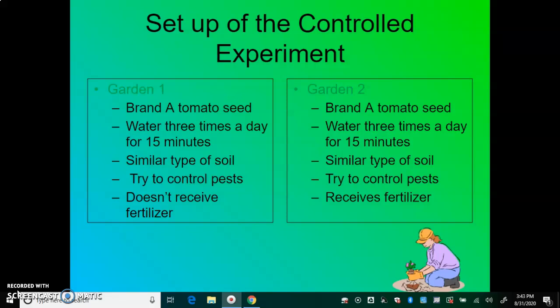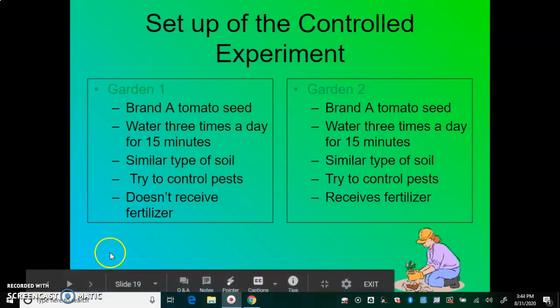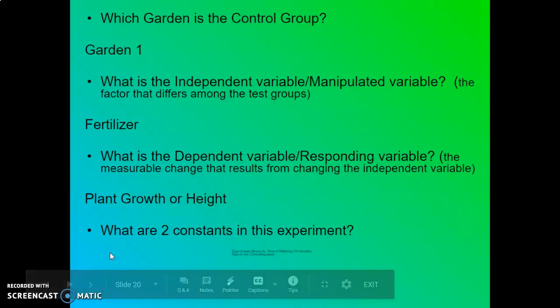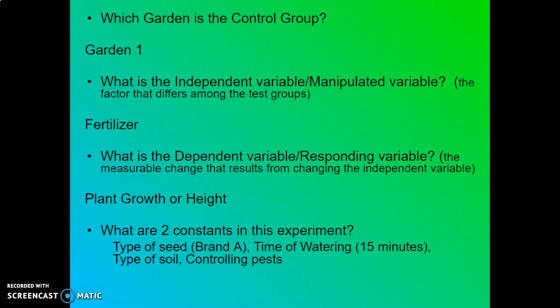The dependent variable, if the independent variable is the addition of fertilizer, then the dependent variable is how is the plant going to respond if they get fertilizer. So what is the data we're trying to collect? We're trying to see plant growth. Which garden is going to produce more tomatoes? So you can see all that's written down here for you guys to look at.